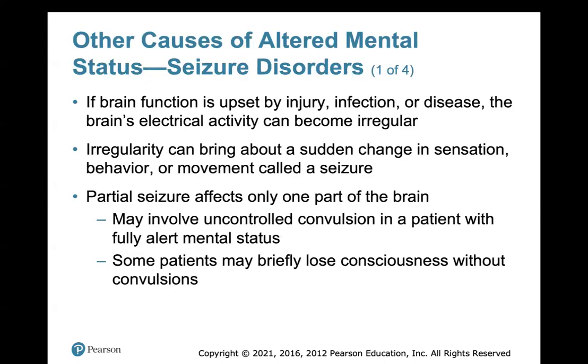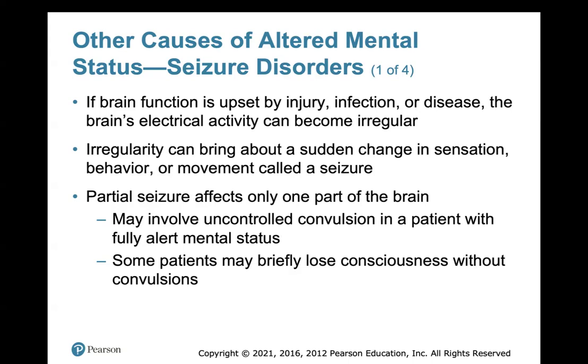Some other causes of altered mental status, you have your seizure disorders. So a seizure disorder is an upset or a disruption of the brain's electrical activity in some way, form, or fashion, right? So the brain is upset by injury, infection, disease. The electrical activity will start becoming irregular. Irregularity will cause a sudden change in sensation and behavior or movement that we call a seizure.